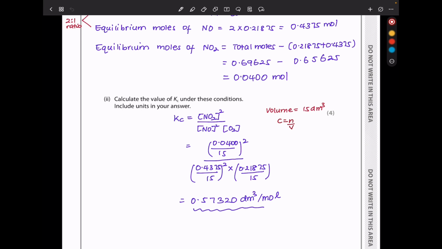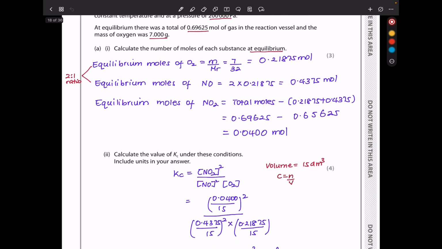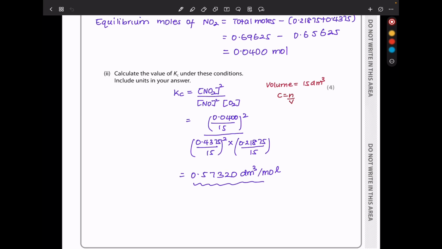Kc should equal the concentration of the product here, which is nitrogen dioxide squared, divided by the concentration of nitrogen monoxide squared times the concentration of oxygen as represented here. But remember, they gave us the volume as 15 decimeters cubed, so since we already have the number of moles, we can divide that by the volume. So the moles of nitrogen dioxide were that, so divide by 15 and square that. When we divide by the volume, we are creating a concentration. In calculating everything, I got 0.57320 decimeter cube per mole.